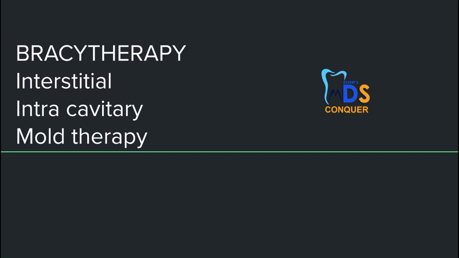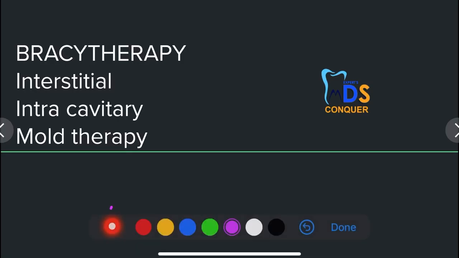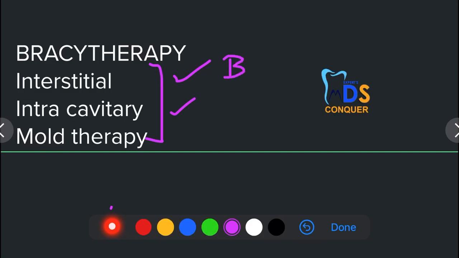Okay, so it is again of three types. Interstitial: it is placed into the tumor or into the carcinoma or the malignancy. For example, a carcinoma of the buccal mucosa. So the radioactive substance is placed into the tumor. Intracavitary: it is placed in a cavity, for example the nasopharynx. So interstitial example is buccal mucosa, intracavitary the nasopharynx.